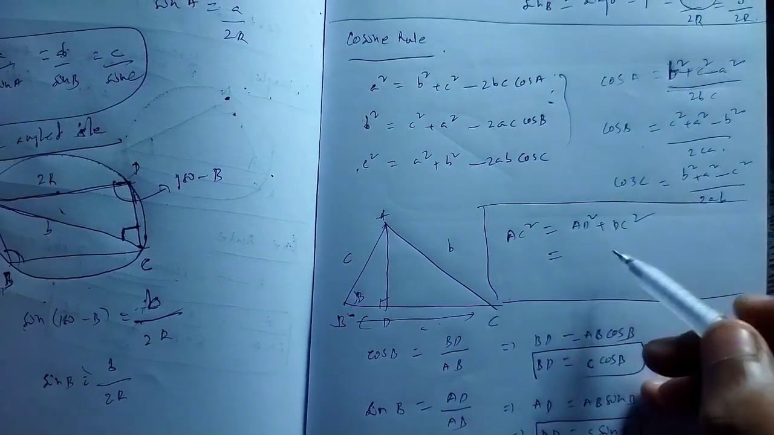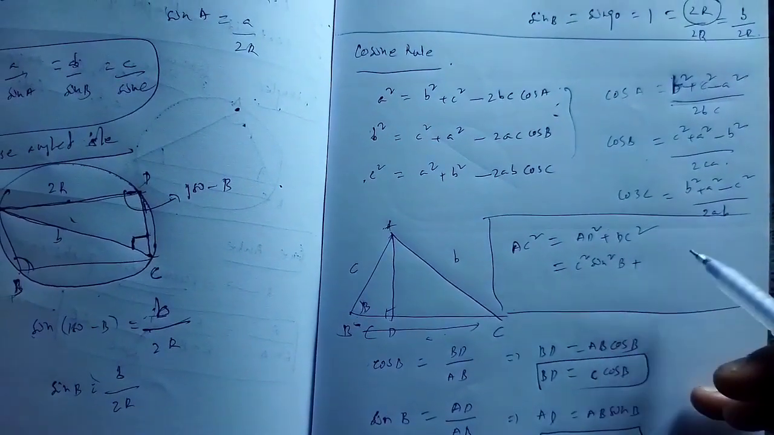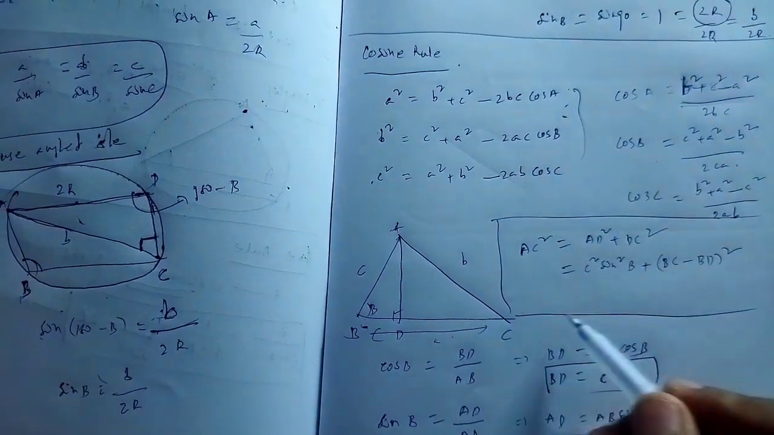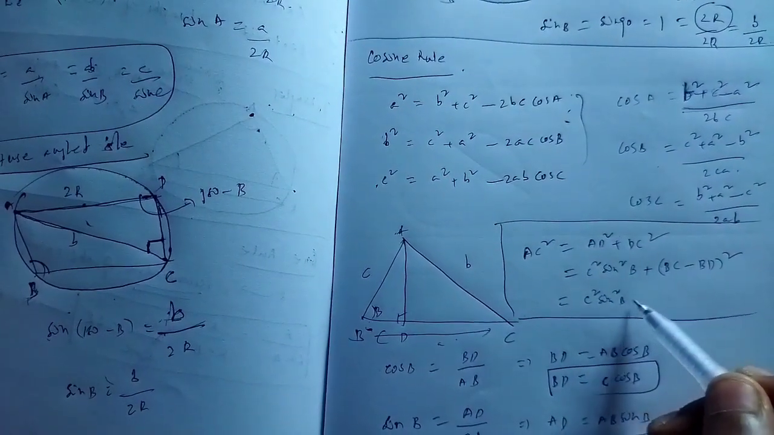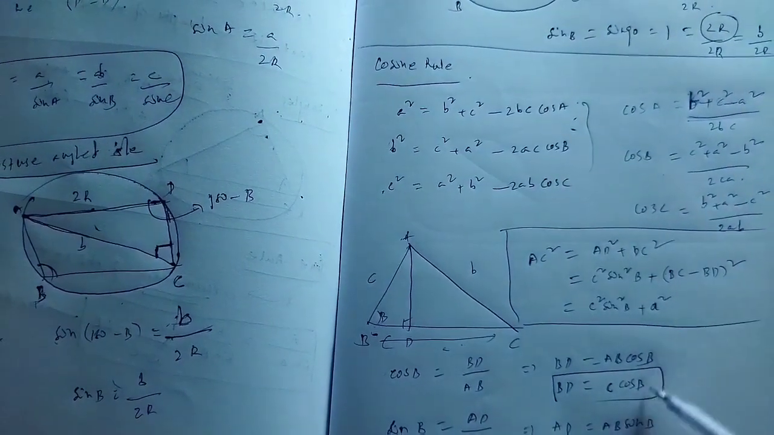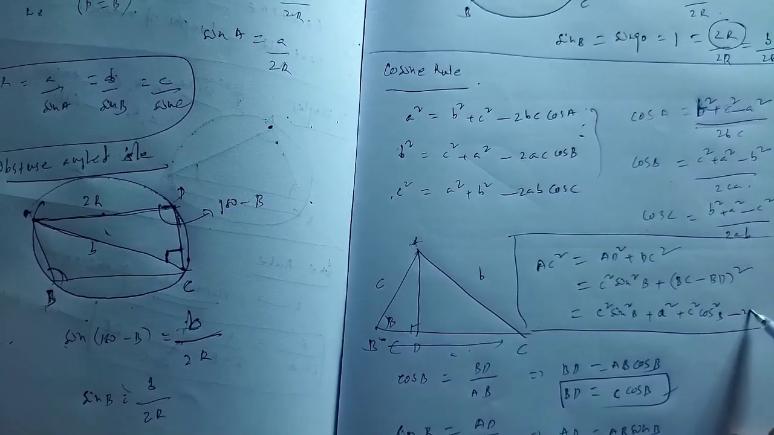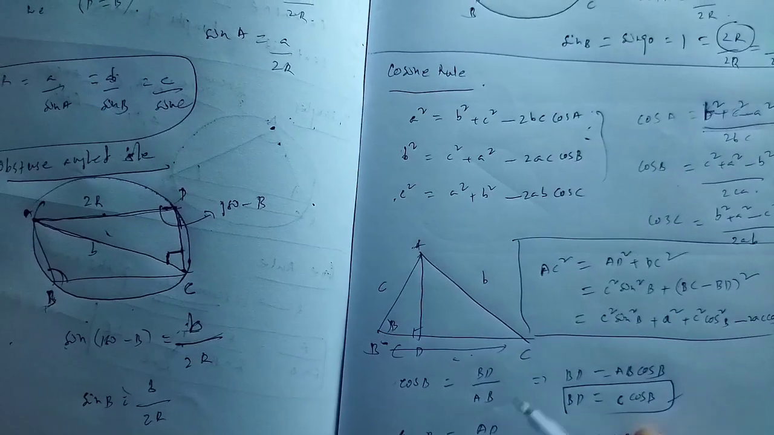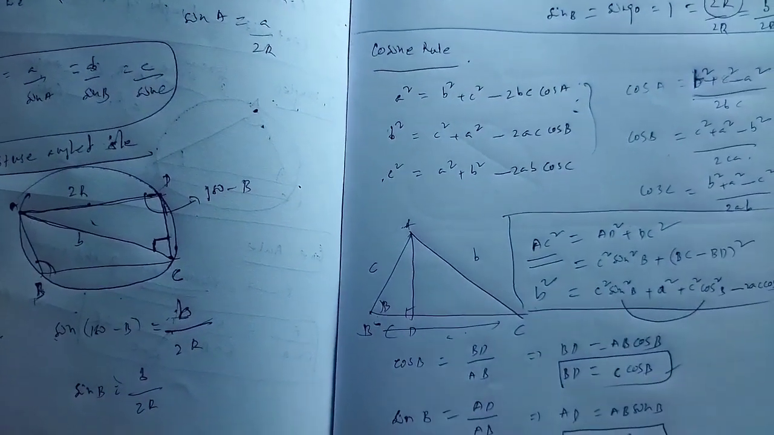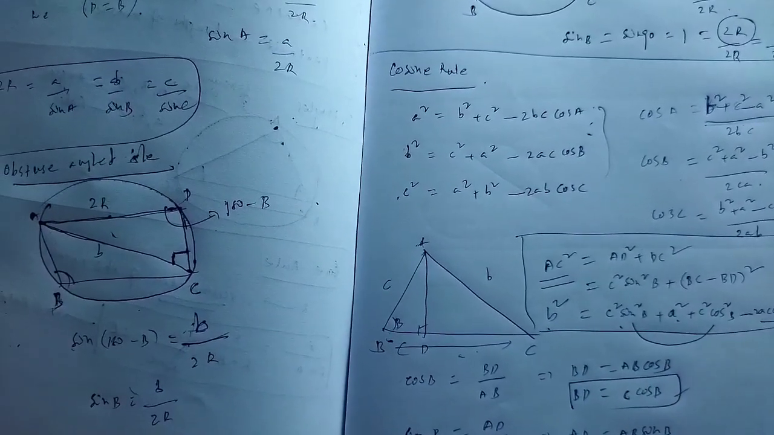And AD square is c square sin square B plus DC square is BC minus BD whole square. So c square sin square B plus BC square, BC is nothing but a, so a square, BD is nothing but c cos B, plus c square cos square B minus 2ac cos B. This AC square is nothing but b square, so b square equal to c square plus a square minus 2ac cos B.